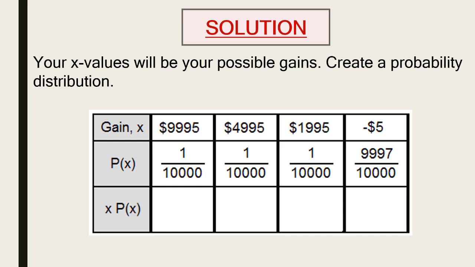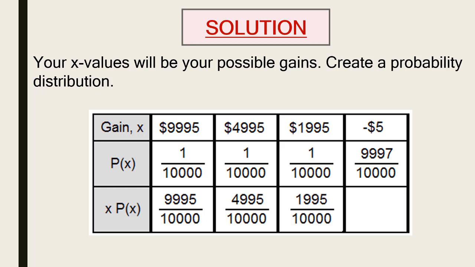Then we're supposed to multiply each x times its probability. So I take the 99.95 times 1 over 10,000 and I get 99.95 over 10,000. 49.95 times 1 over 10,000 is $49.95 over 10,000. $19.95 times 1 over 10,000 is $19.95 over 10,000. And then negative 5 times $99.97 over 10,000 is negative $49,985 over 10,000.